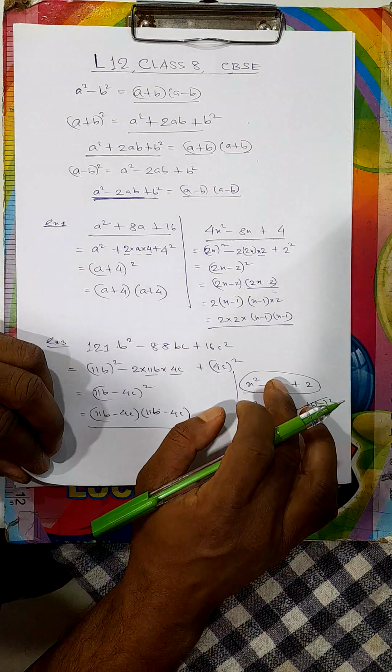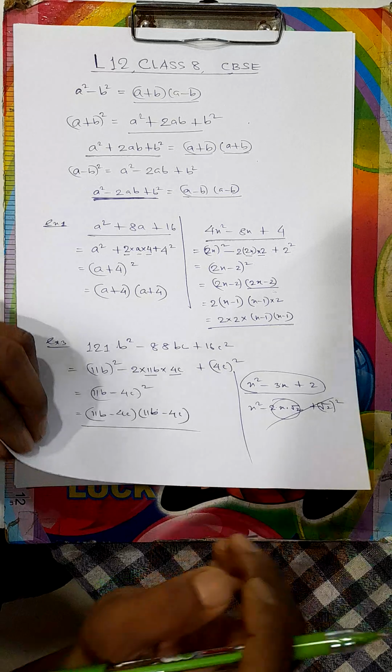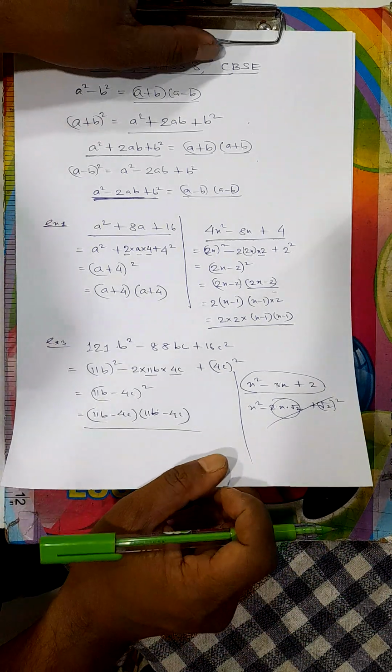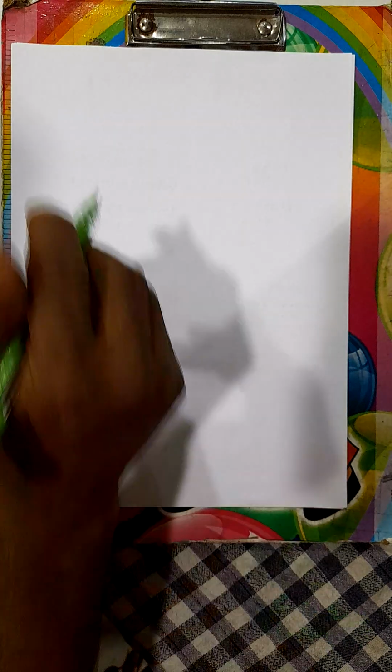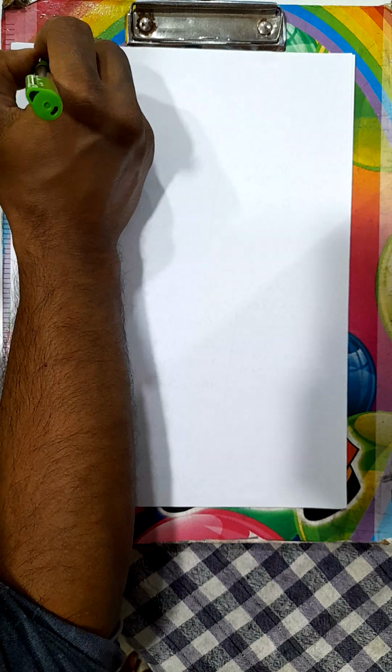We will do it in another format. We'll discuss middle term splitting in the next video. So here we will discuss only perfect squares. Now let's do factorization of this.